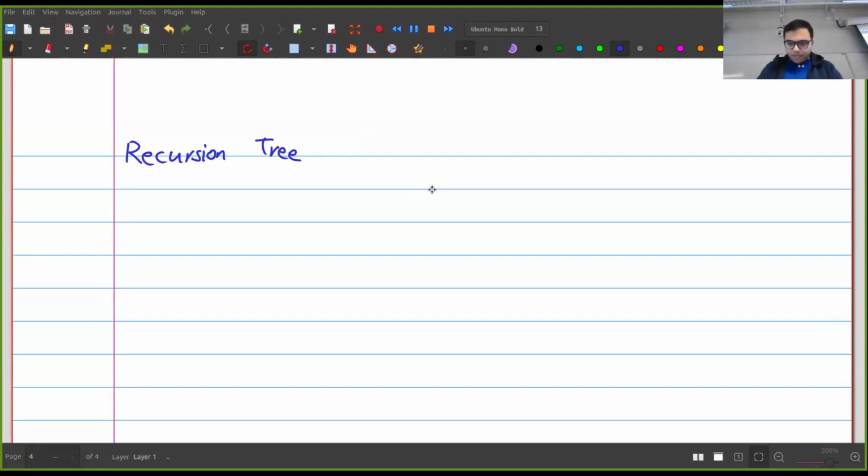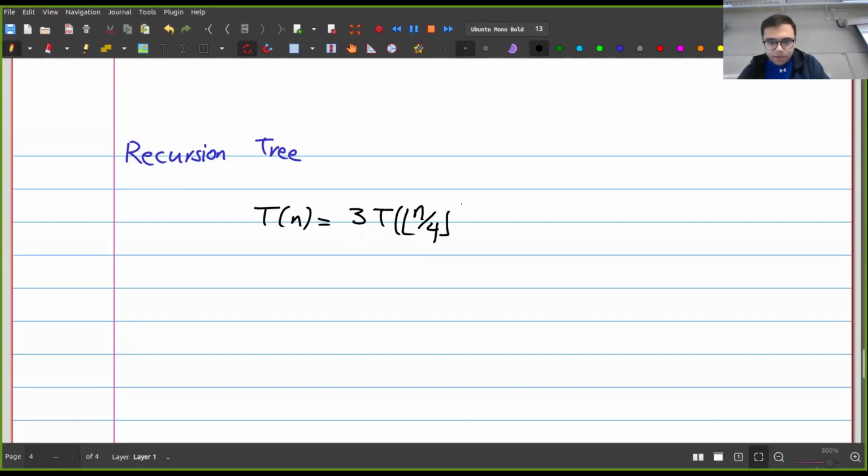So let me find an example. Okay, I'm just going to use the example from the book. Let's say T of n, and I'm not going to write the base cases anymore. The base case is that if n is 1 to, let's say, 10, it's just 1. So T of n is 3T of n over 4, and let's say this is the floor of n over 4, plus n squared.